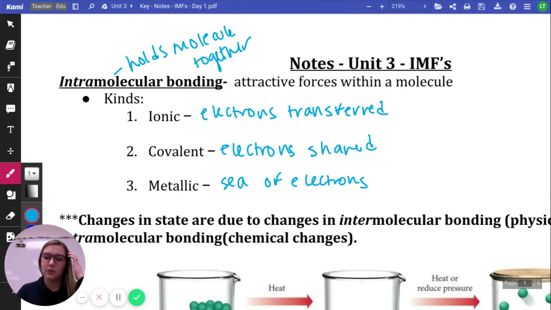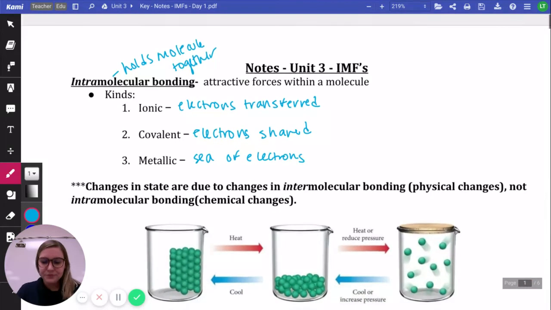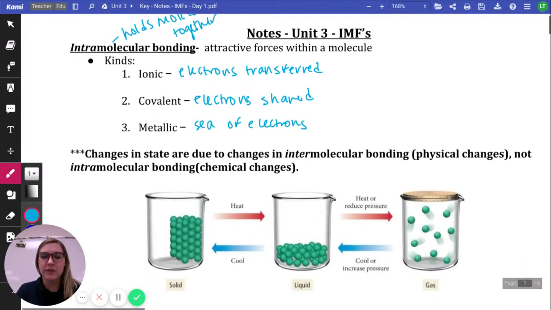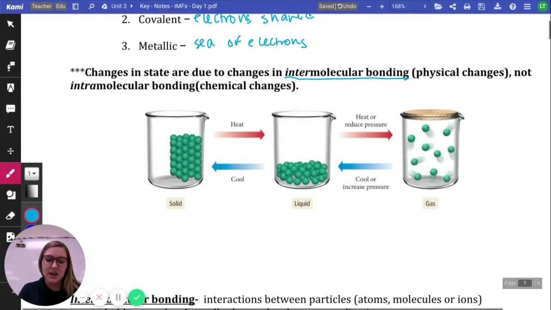It's the intermolecular forces. Now guys, we're going to talk about the intermolecular forces, but I want to address a common misconception right now, and that is about phase changes. Phase changes, like going from a solid to a liquid or a liquid to a gas, are changes in intermolecular bonding, physical changes, not in intramolecular bonding, chemical changes. One of the most common misconceptions that we see is talking about water.